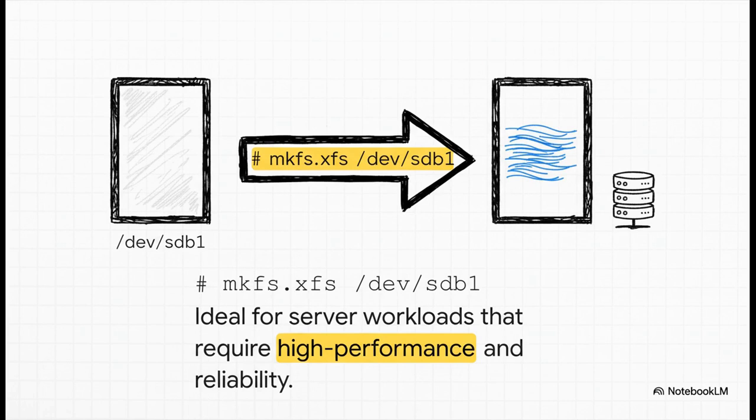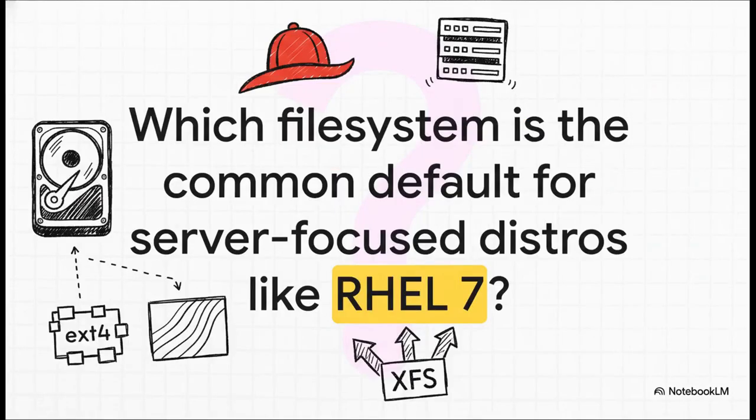The command is mkfs.xfs, followed by the partition you want to format. Simple as that. Okay, quick question for you. Between ext4 and XFS, which one is the go-to default for server-focused systems like Red Hat Enterprise Linux 7? That's right, it's XFS, all thanks to its incredible performance with large-scale data.